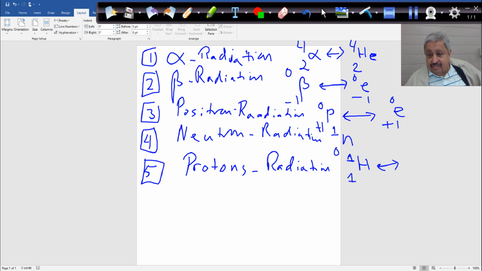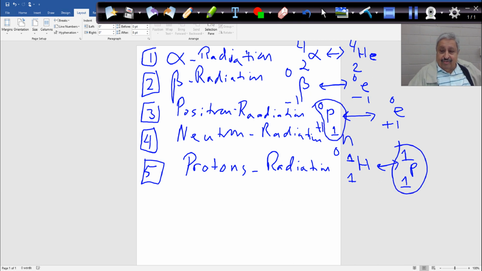I did not see one like P, 1 and 1, but if you find it, it means protons. That's different from the positron here. Positrons have no mass. Protons do have mass, and this is 1, by the way. So this is 1 here, guys.